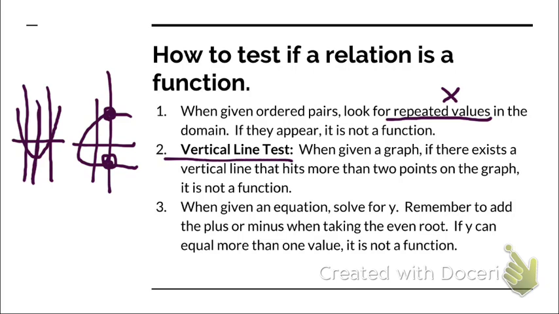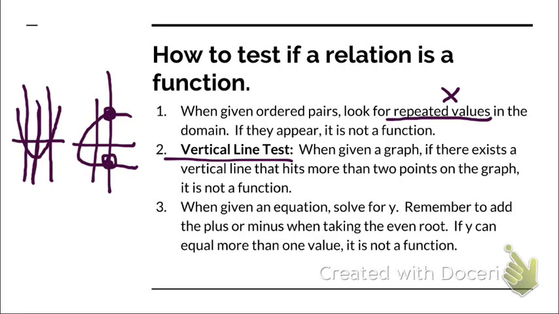If you can draw a vertical line and it hits the function at more than one point, it's not a function. If you're given an equation, solve for y, and if at some point you have to take the square root and the same x could be associated with two different y values, then it's not a function. Sorry, I was trying to wipe something off the screen.